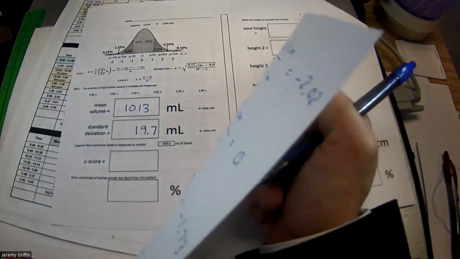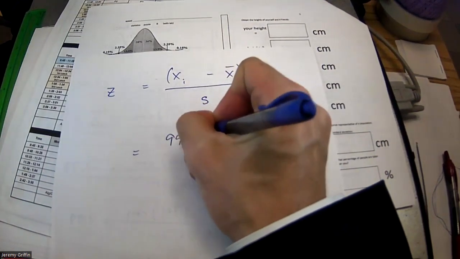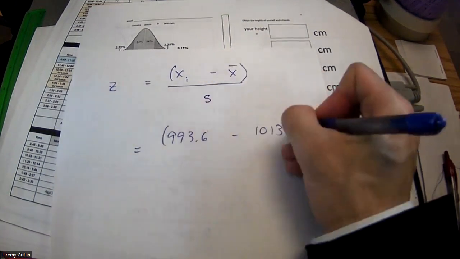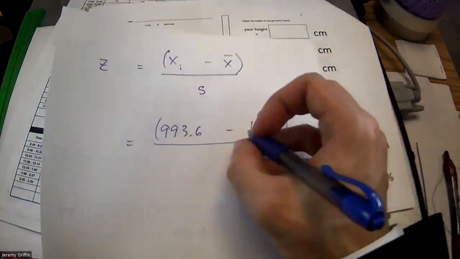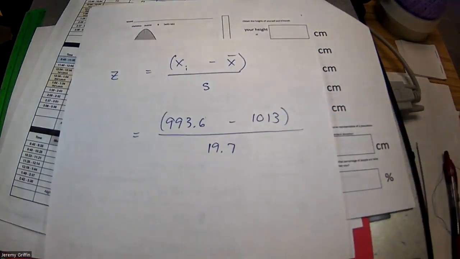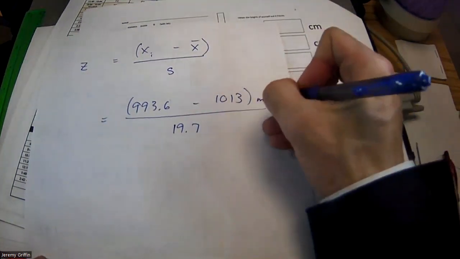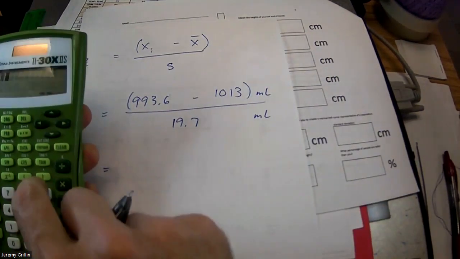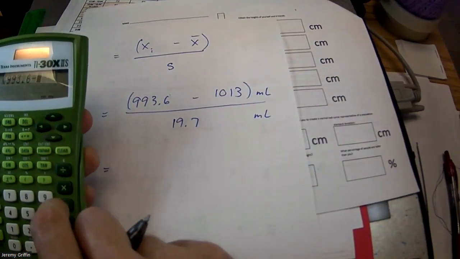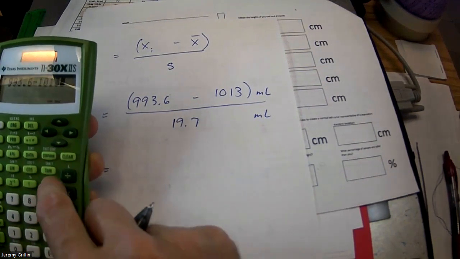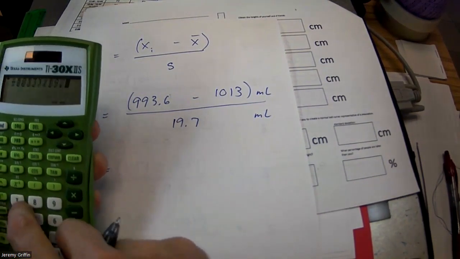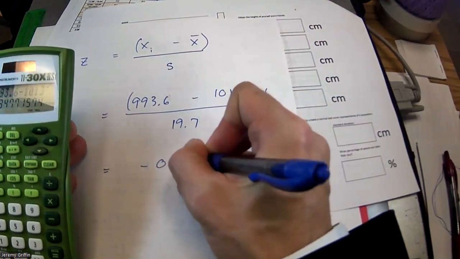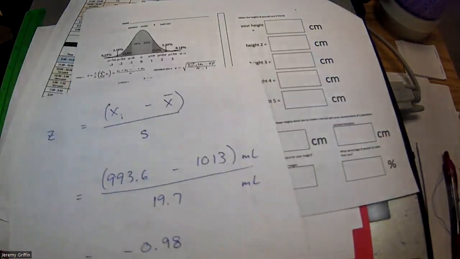So let's try it out. I've got this many milliliters. I'm going to subtract off the average milliliters and divide by standard deviation milliliters. Okay. Let's see what this z-score comes out to. It's a negative number. Of course it should be, because it's less than average.